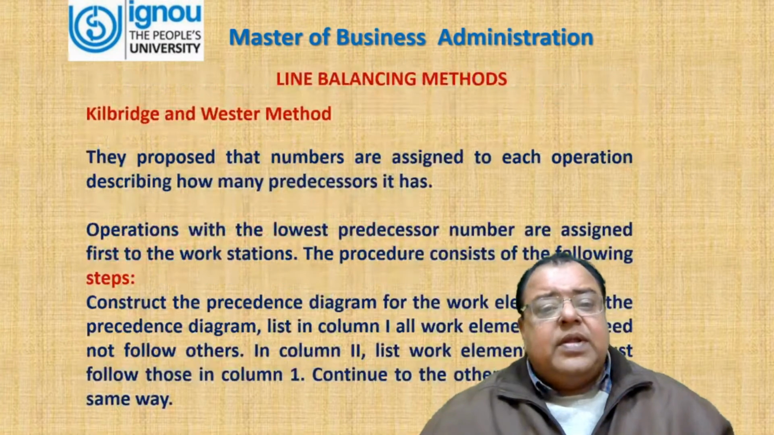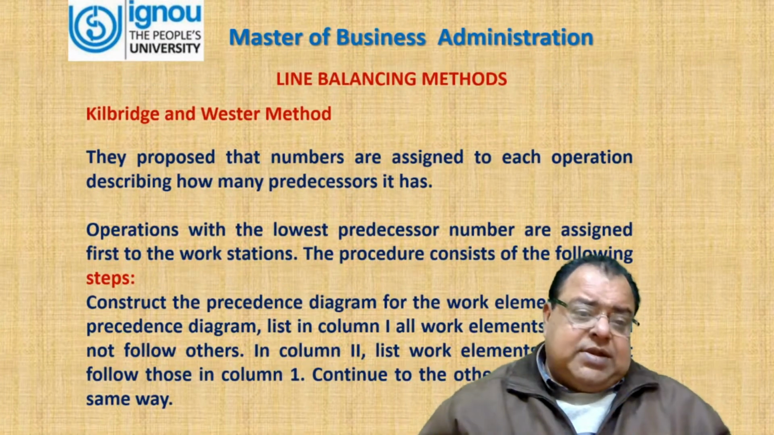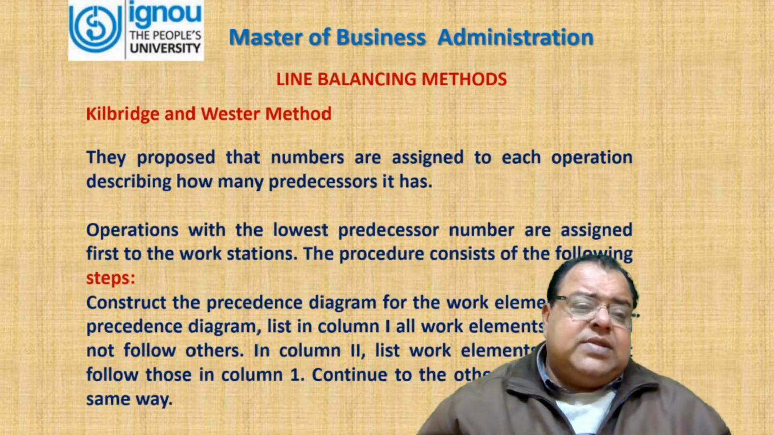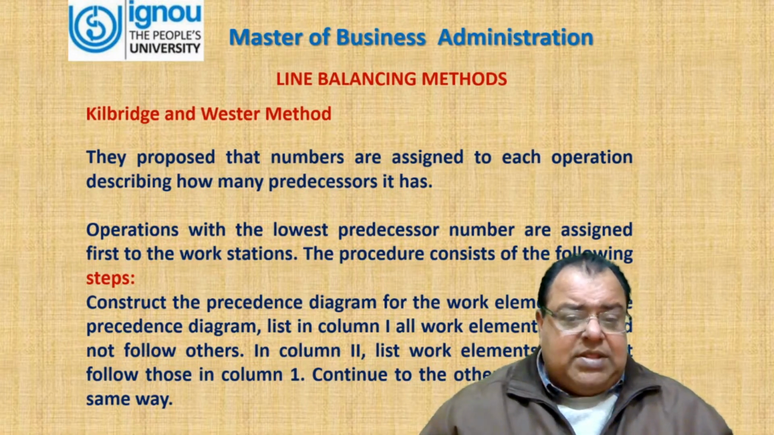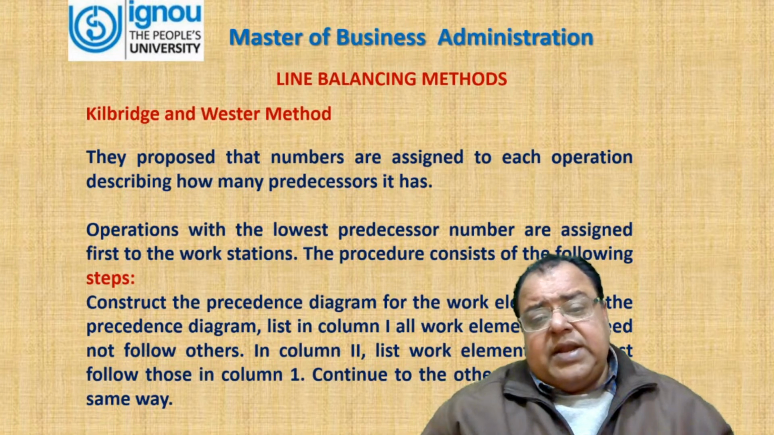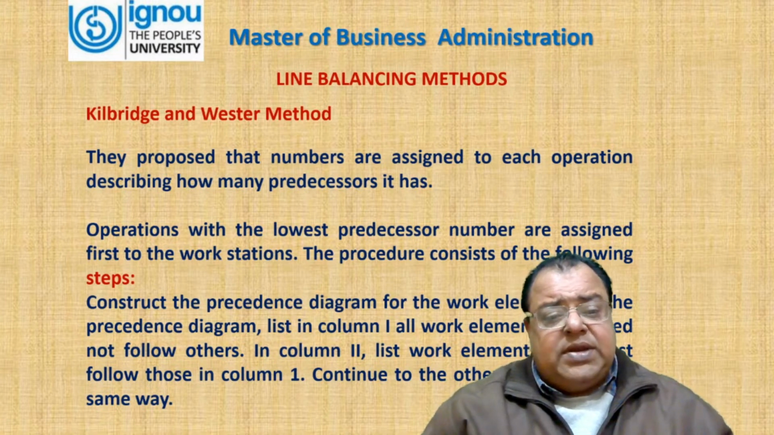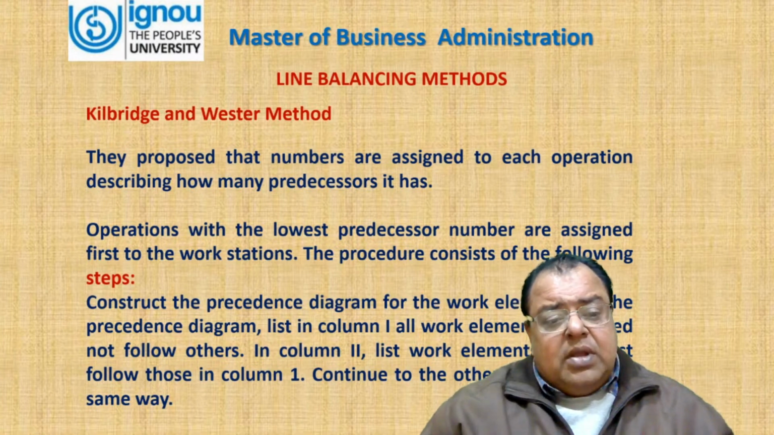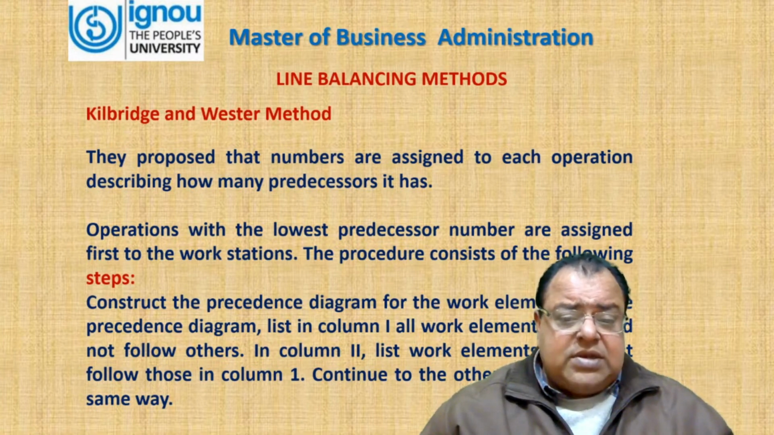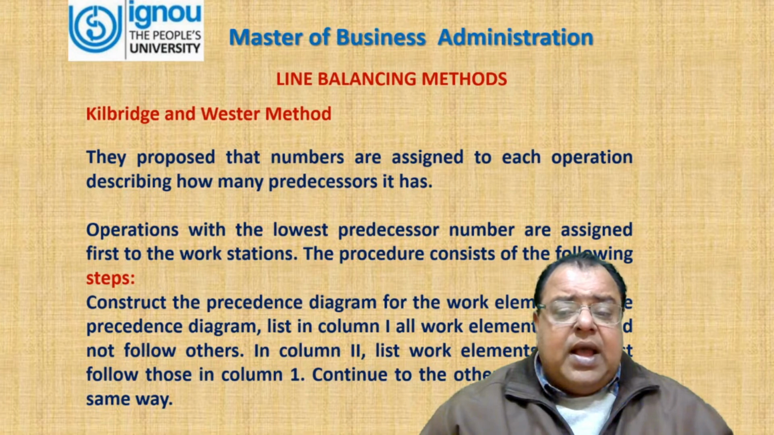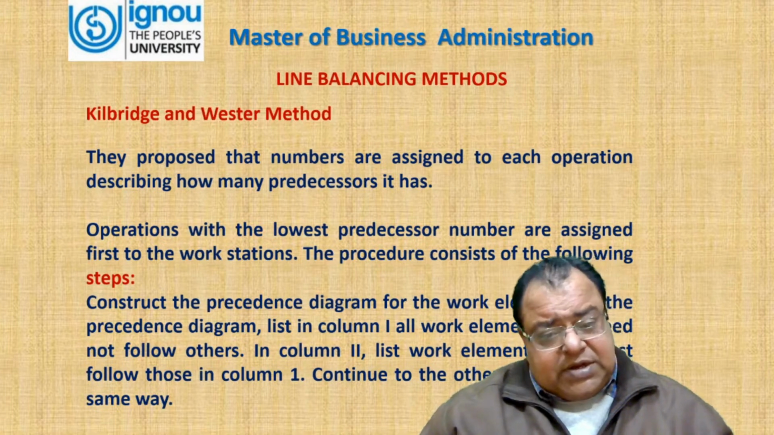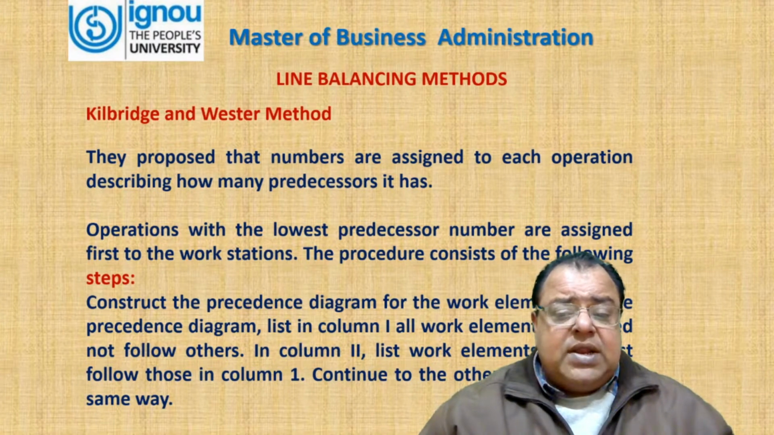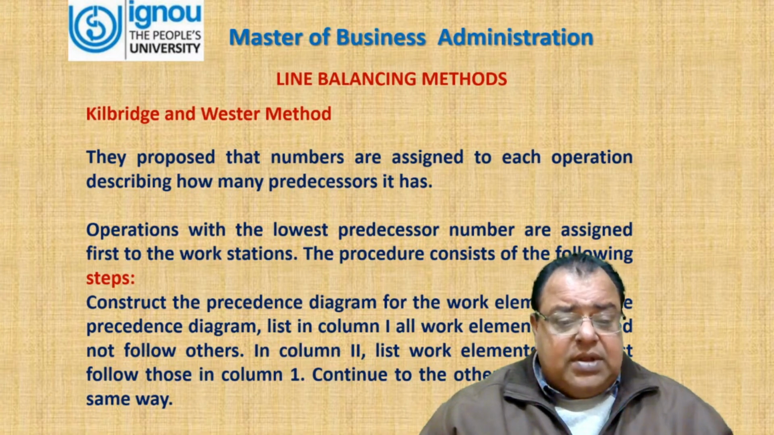We'll see line balancing methods. First one is the Kilbridge and Wester method. They propose that numbers are assigned to each operation, describing how many predecessors it has. Operations with the lowest predecessor number are assigned first to the workstation. The procedure consists of the following steps.